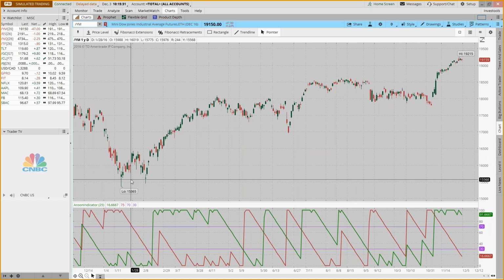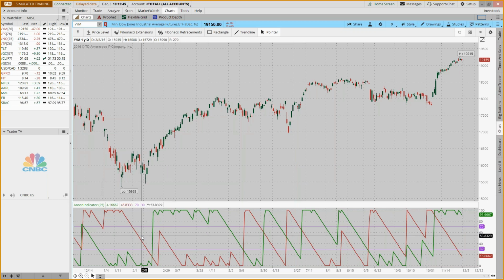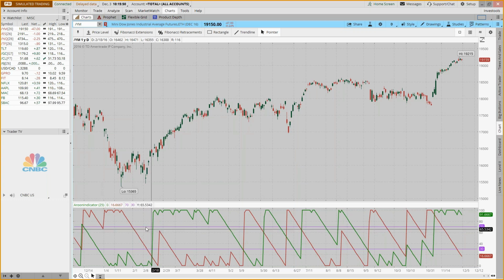Now, the way this was meant to be used is a little different than how most people use it. There's 3 stages to identifying a new trend. Okay, and number 1, the Aroon lines will cross each other. So if you look down in here, right here, we get a cross. The green line crosses the red line. Okay, so that's step 1 in identifying a new trend. Step 2 is that the cross actually happens below the 50 line.